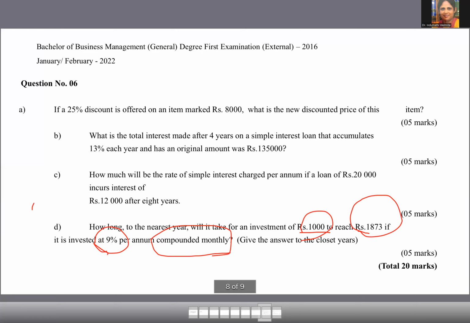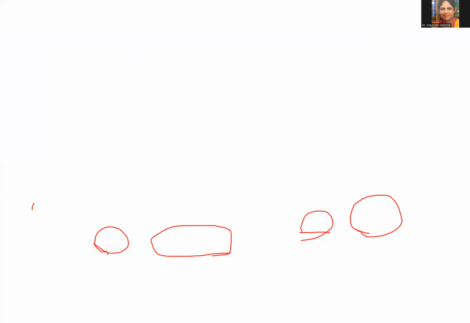So in our formula, I'll do this one because this is a very important part you have to know. The given total, that means the interest plus principal, this amount, equals the principal amount times (1 plus r divided by n) to the power of nt.